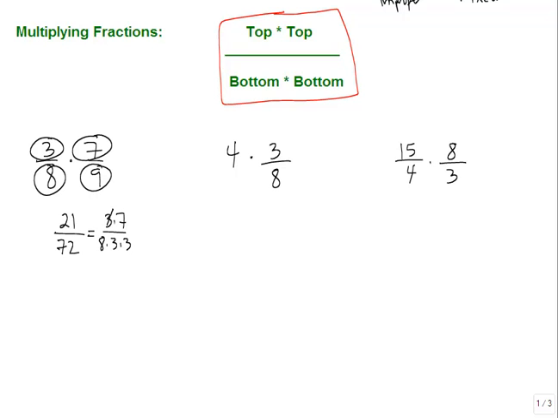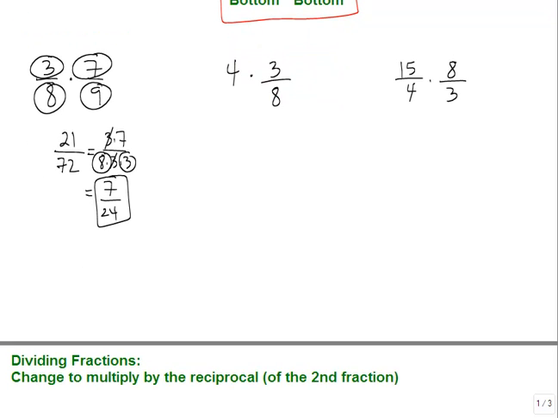So one of these 3's is going to cancel out, and what we're left with on top is the 7, and what we're left with on the bottom is 8 times 3, or 24. Now, here's another option for you on this problem. Instead of doing 3 times 7, or top times top over bottom times bottom, I might want to reduce first instead of just multiplying straight across.